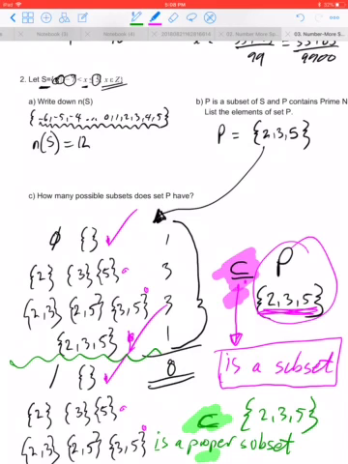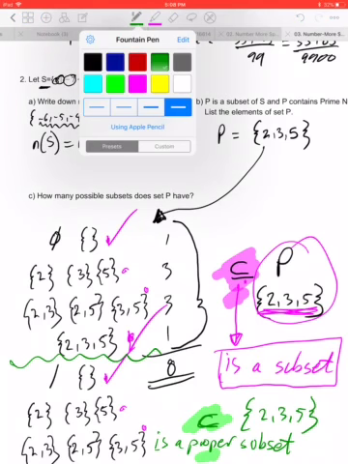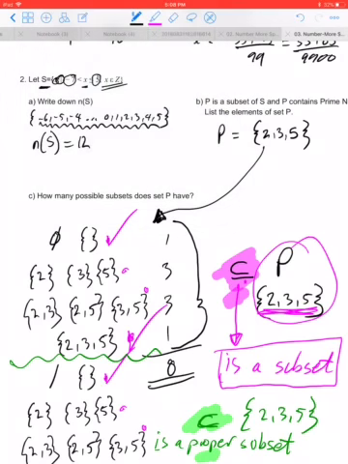Alright, so here's your mini investigation, and it is a mini investigation, but what happens if we have U, a universal set, and the number of elements in U is equal to 5 or 6 or 7?